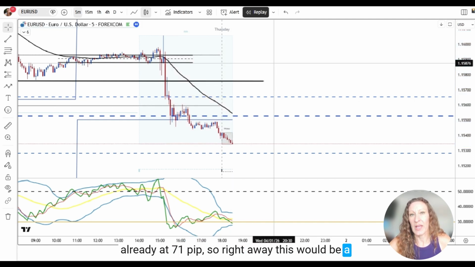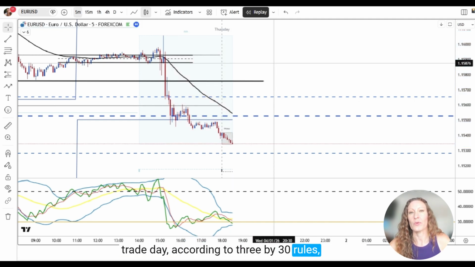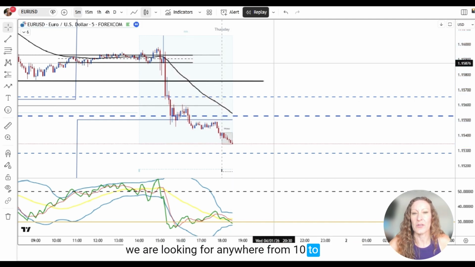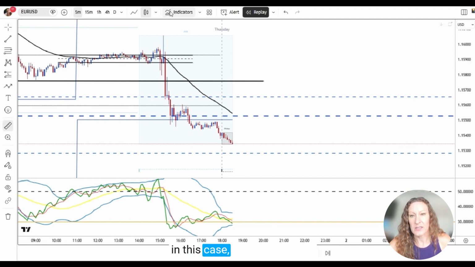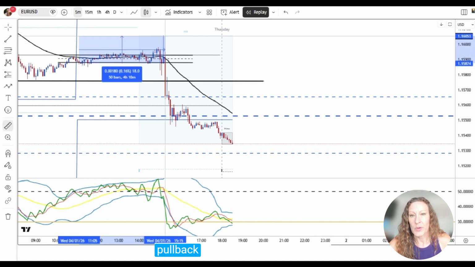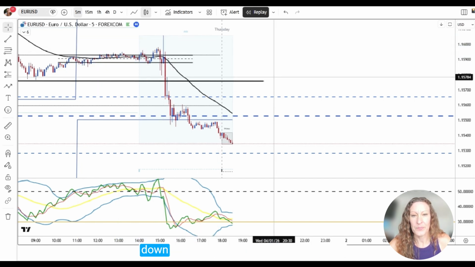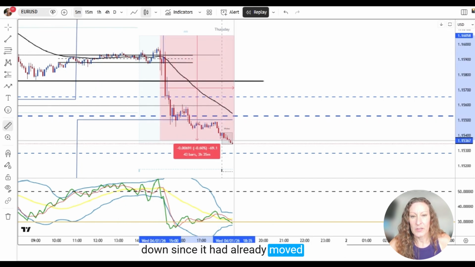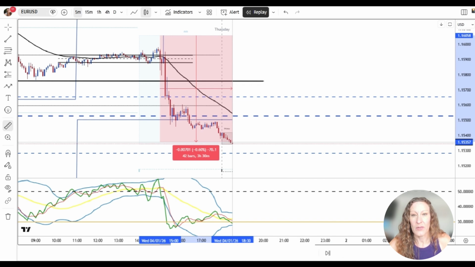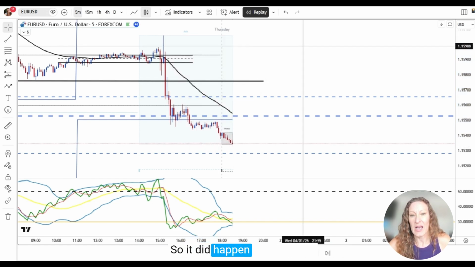So right away, this would be a no trade day according to 3x30 rules because we are looking for anywhere from 10 to 30 pips. In this case, the 10 to 30 pips pullback happened here at 18 pips. This was the trap move for this move going down. Since it has already moved 70 pips, that is the move for the day. So it did happen early in Asia.